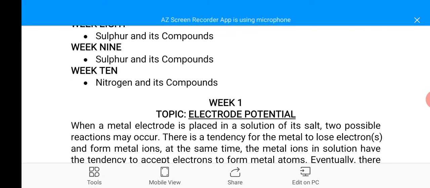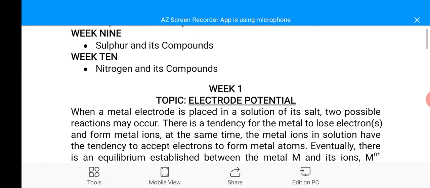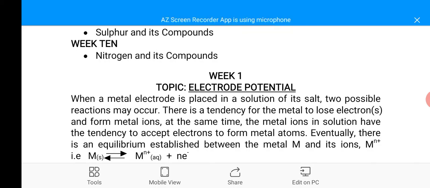electrode potential. What do we mean by electrode potential? Before now, we talked about electrolysis in second term. We define electrolysis as the chemical decomposition of a compound into its component ions by the passage of electric current, either when the substance is in molten form or in solution.